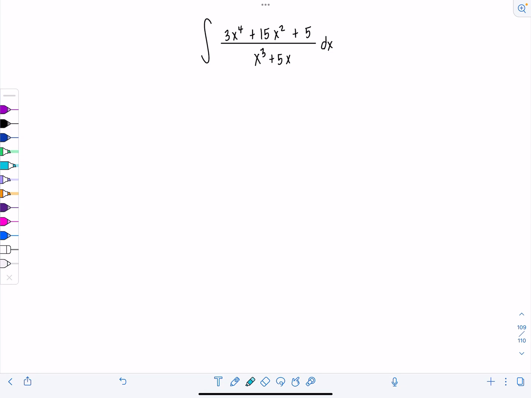So we have an indefinite integral of 3x to the fourth plus 15x squared plus 5 over x cubed plus 5x dx. So if you want to try it on your own first, go ahead, pause the video now.